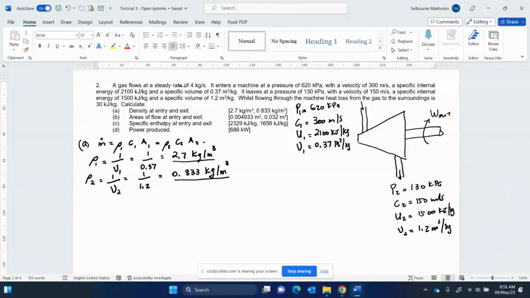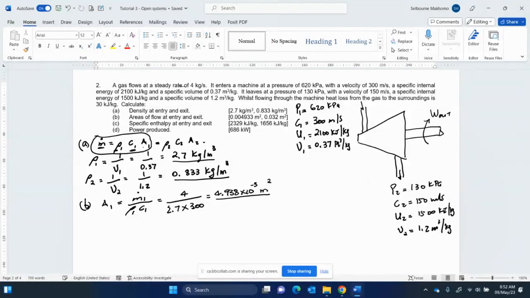Now the area at inlet and outlet. From here we have the mass flow rate, the velocities at inlet and outlet, and the densities, so we can get our area. So B: area 1 is equal to the mass flow rate at 1, which is the same as at 2, divided by density at 1 times the velocity at 1, which is 4 divided by 2.7 multiplied by inlet velocity 300. And the area is 4.938 by 10 to the power minus 3 square meters.